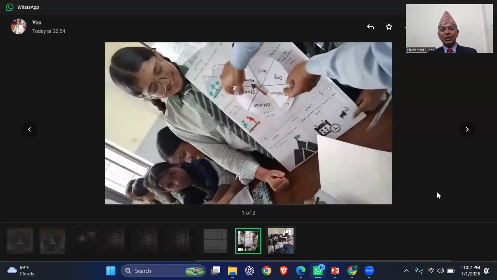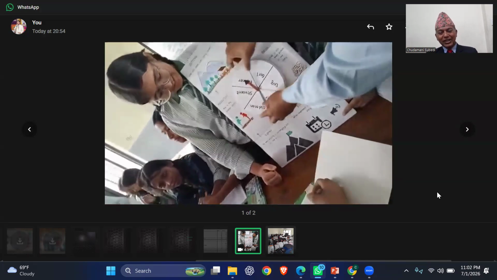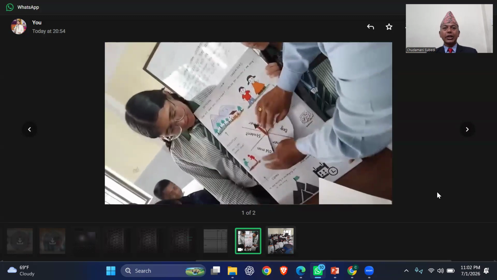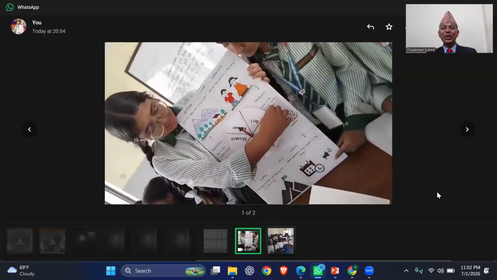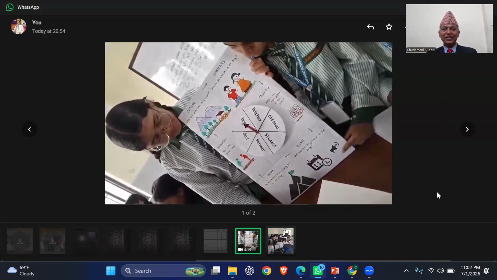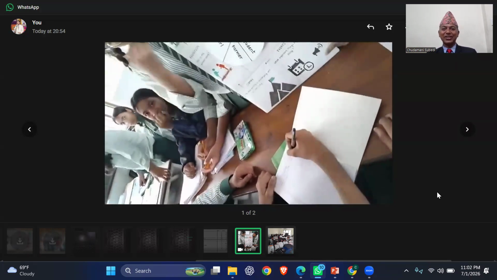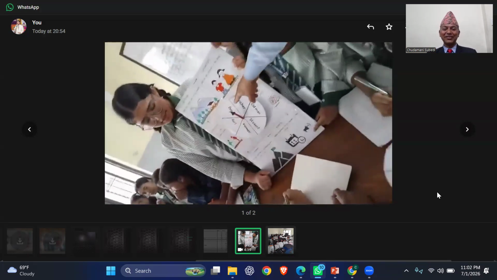Okay, what is in the place of setting? Then they spin and they find out the setting. In the same way, they change the wheel and spin again. Then they find out the character. They write the character there.